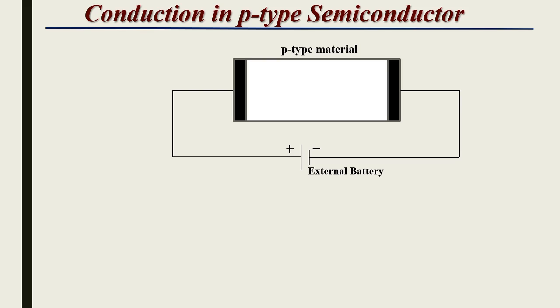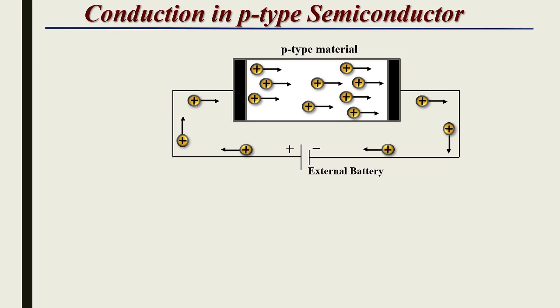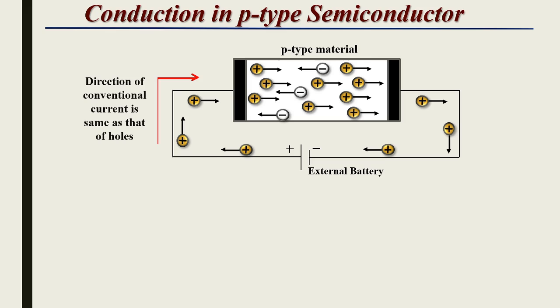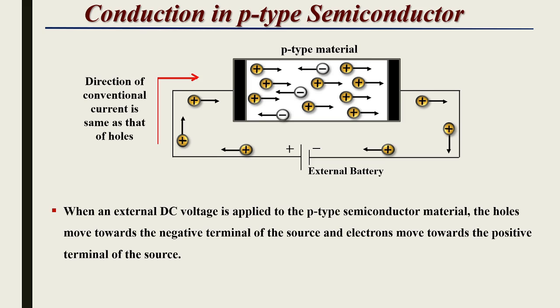Now, how does conduction take place in a p-type semiconductor material? Again, here we have taken a p-type material where the holes are majority charge carriers and the negatively charged electrons are minority charge carriers, and this material is connected to an external battery. These are the majority charge carriers, holes, and they are attracted towards the negative terminal of the battery, and these are the minority charge carriers. So when an external DC voltage is applied to the p-type semiconductor material, the holes move towards the negative terminal of the source and electrons move towards the positive terminal of the source.